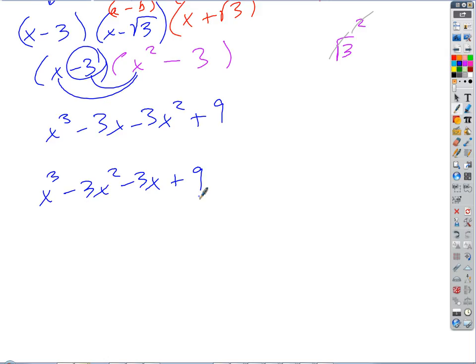Okay, make sense? Good? Okay, grab your Chromebook and log in real quick. I want you to try number 2. I'll show you which one to try. And this is on your homework, so you're getting your homework out of the way here.